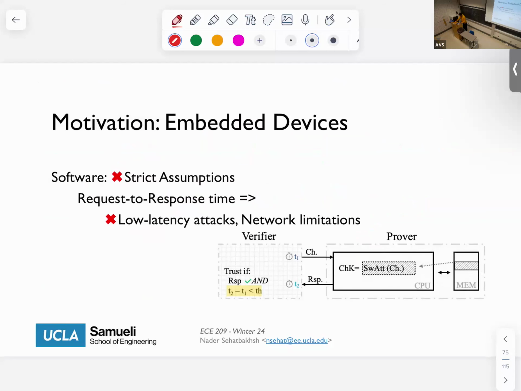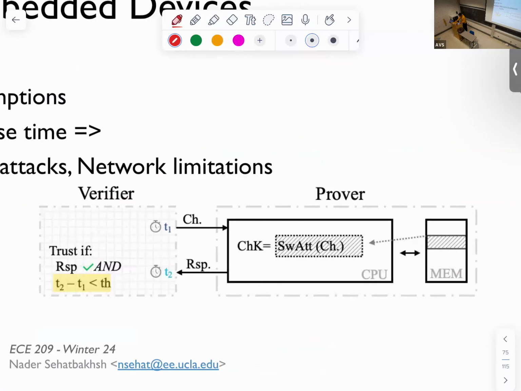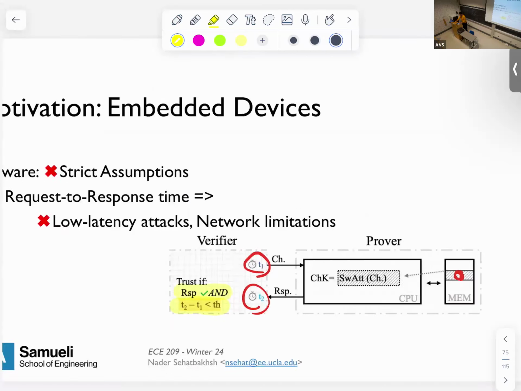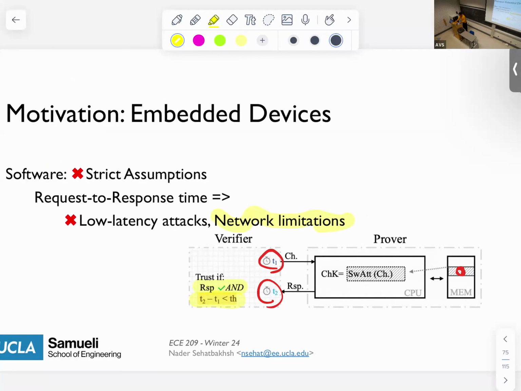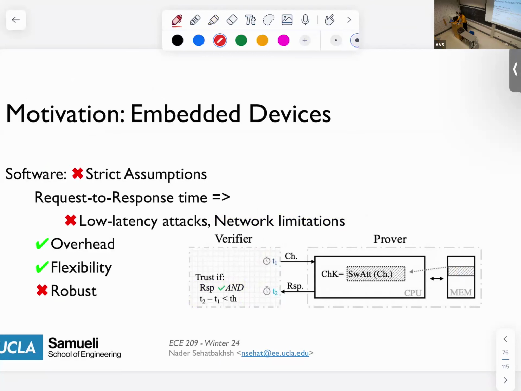As I said, if you look at software attestation, we verify the content of the verification code, and we time it to see whether the time it takes to do this verification is smaller than the threshold. So there were two checks happening. One is whether the response was correct, and the second is whether the time it takes to compute that response was smaller than the threshold. As I said, the network limitations are the main challenge there. But the good thing about software attestation was that it has very small overhead. It was very flexible, but of course it wasn't robust.